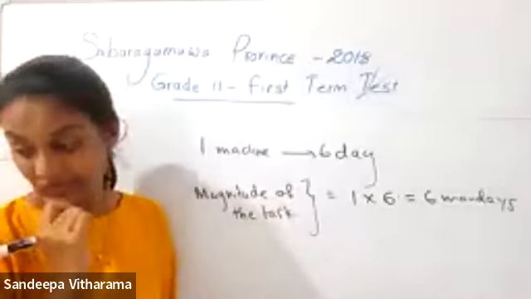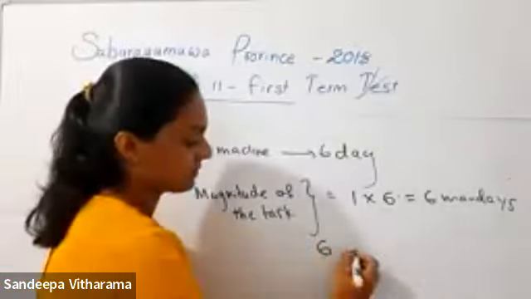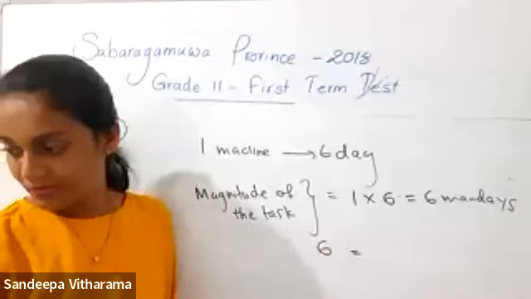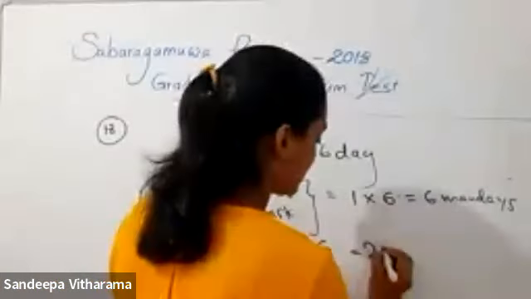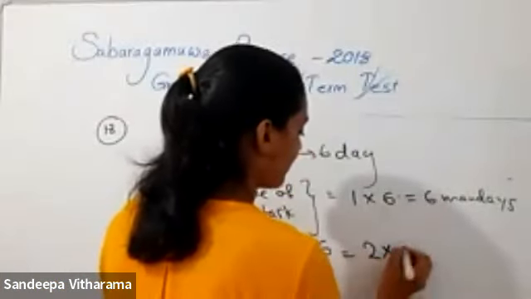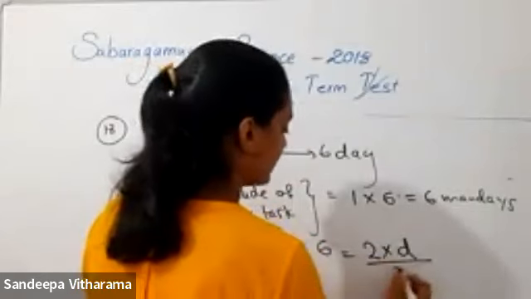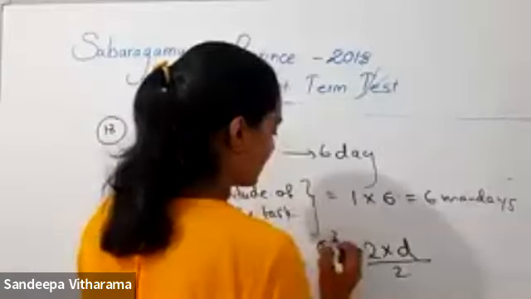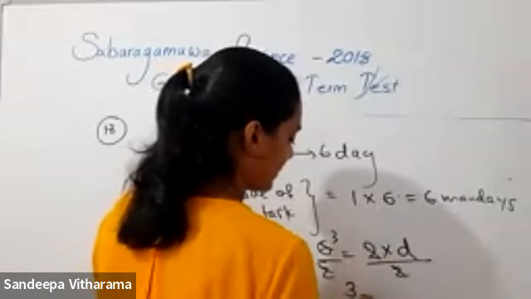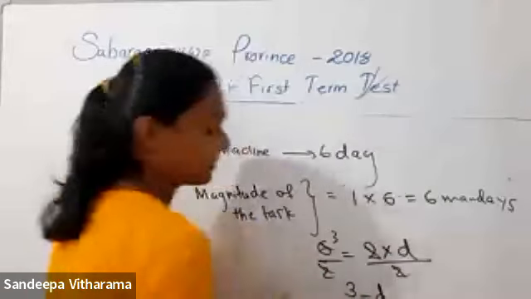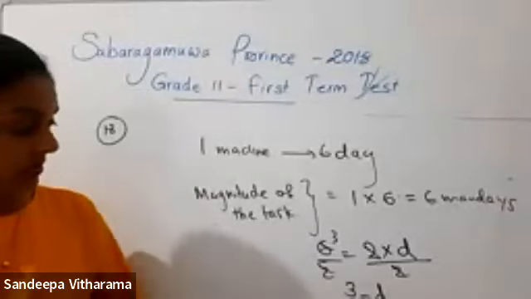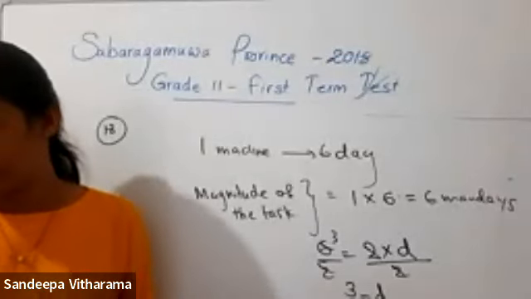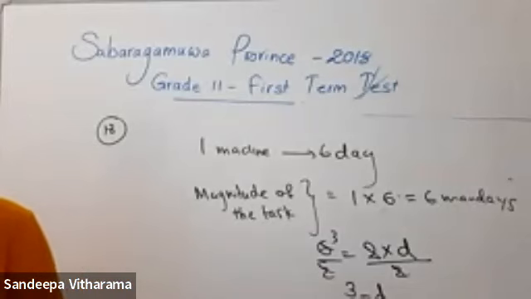Then this should be equal to the number of machines, which is 2 machines. We don't know how many days it will take. Divide by 2. So the number of days equals 3. 3 days taken by the machines.